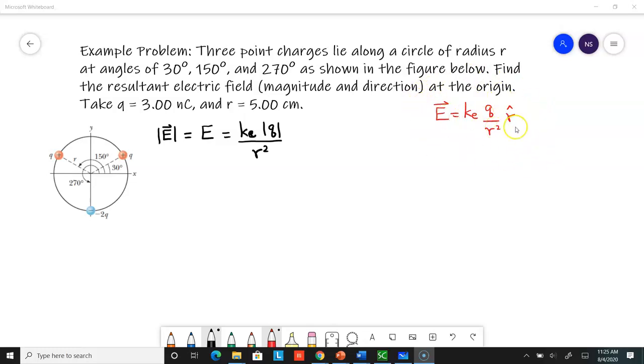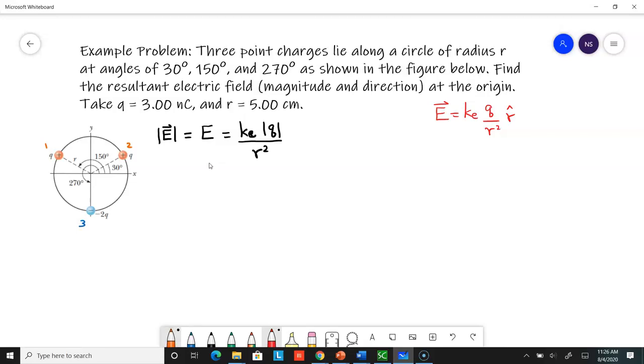If you are using this, remember Q includes the sign, and R hat is a unit vector from the charge to the point. Okay. I just prefer to look at the magnitudes, and then it just becomes a regular vector addition problem, right? So I'll follow this. I'll use the expression for the magnitude, and then I'll go ahead and draw my vectors here. Before that, let me give these some names. This is charge 1, charge 2, and this is charge 3, right?